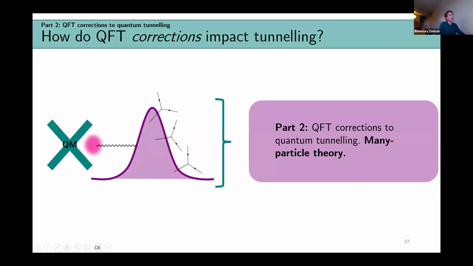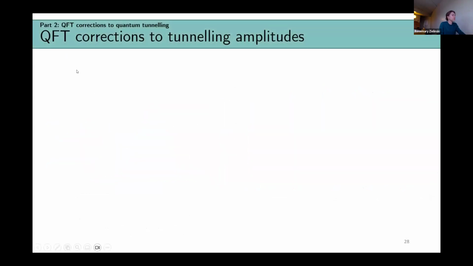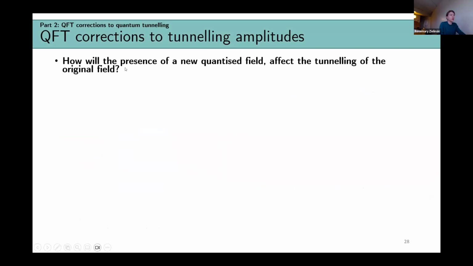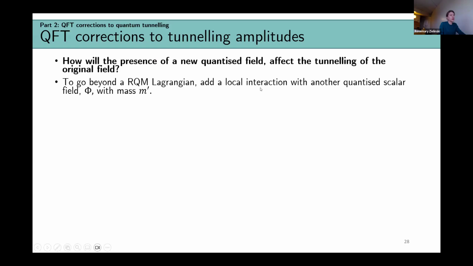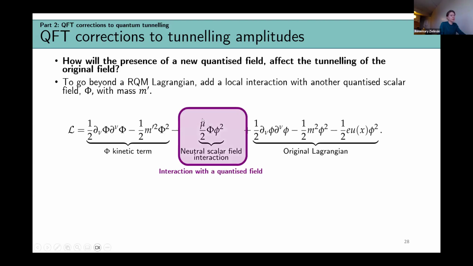That brings us to the second part, which is perhaps the more interesting question of how do QFT corrections impact tunneling? We've shown how we can describe tunneling using QFT methods, but now we want to introduce additional physics. One way to do this is to simply add an extra term in our Lagrangian. So we ask how does the presence of some new quantized field affect the tunneling of the original field? To do this, we add the simplest interaction we can, which is a cubic interaction with another quantized massive neutral scalar field. And our interaction looks like this.